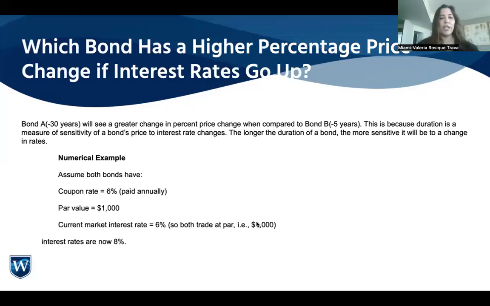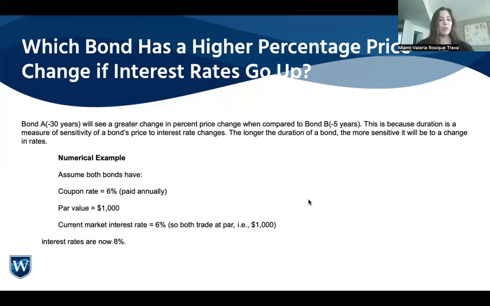Okay, so here, which bond has a higher percentage price change if interest rates go up? Bond A, 30 years, will experience a higher percentage price change than bond B, the one of 5 years. This is due to duration, which measures the sensitivity of a bond's price to interest rate changes. Longer duration bonds react more sharply to rate changes.